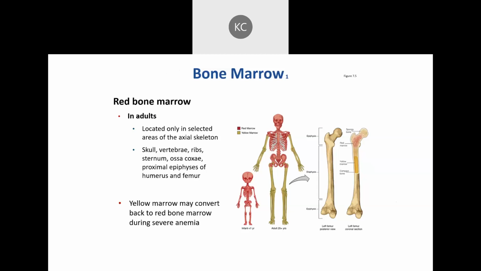So usually we take red marrow and we replace it with yellow. In this case, we could take the yellow marrow and replace it with red, and that gives us a greater capacity to produce blood cells.